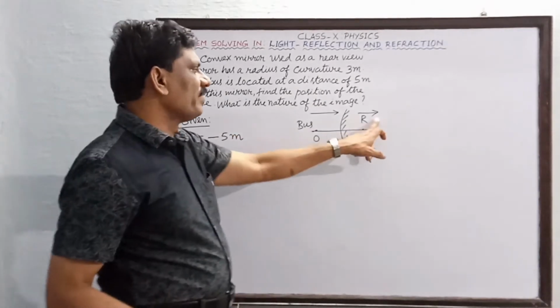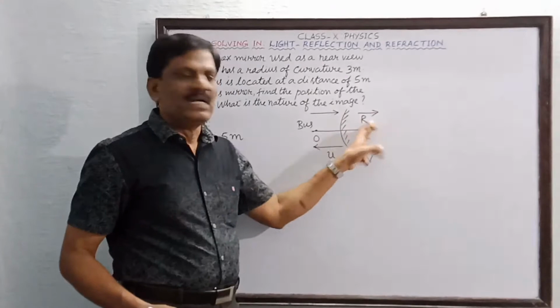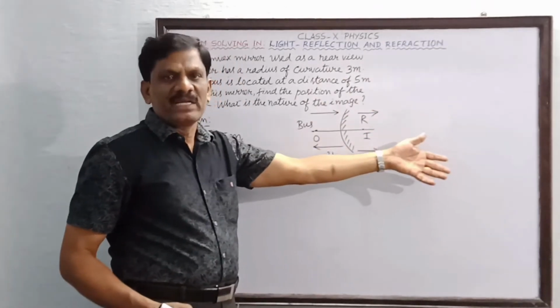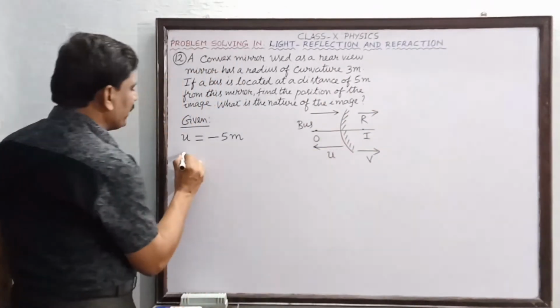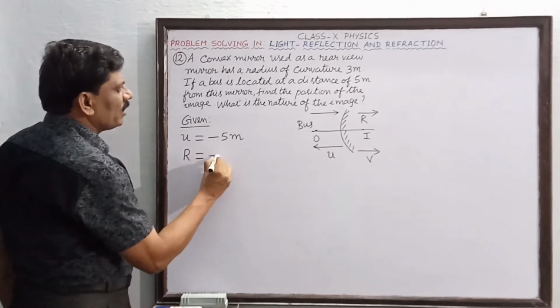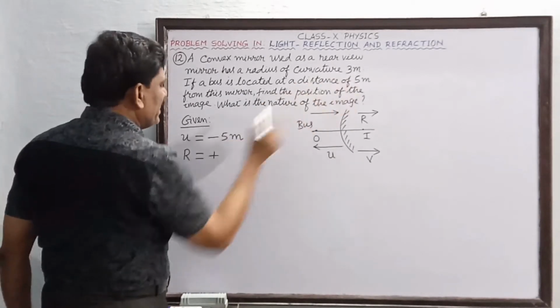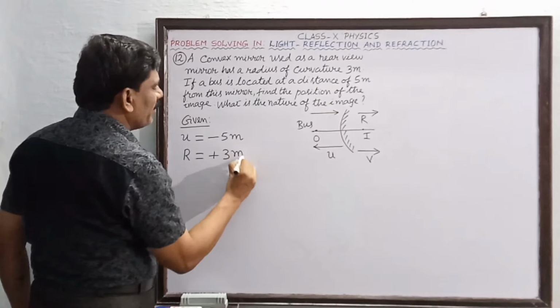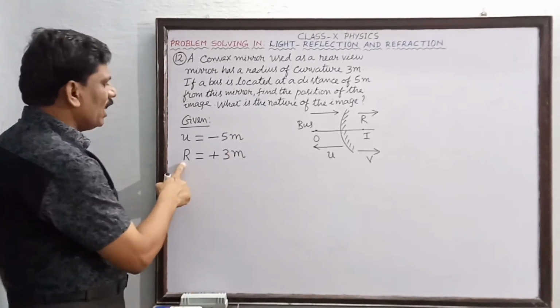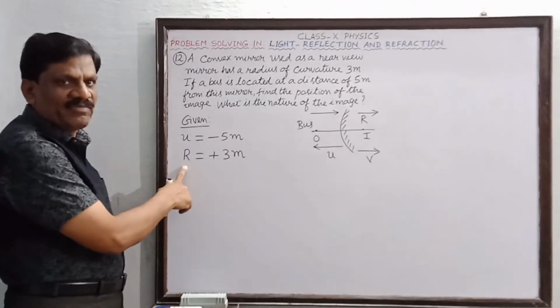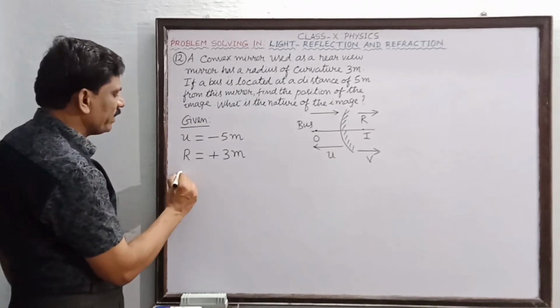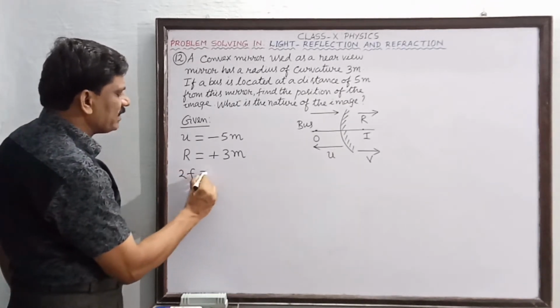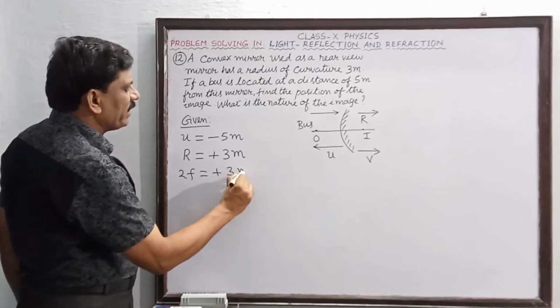And the radius of curvature of this convex mirror is on the right side of the mirror, behind the mirror. Therefore, the radius of curvature must be positive. So this is equal to plus 3 meter. Now R is equal to twice the focal length, R is equal to 2F. So 2F is equal to plus 3 meter.